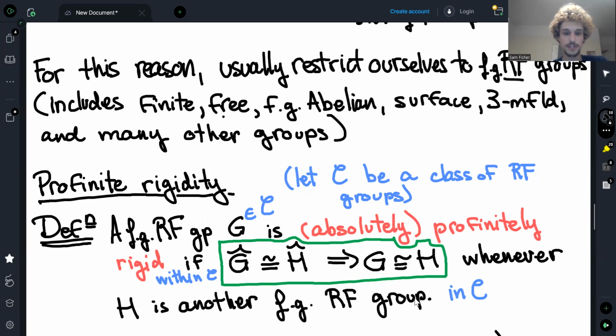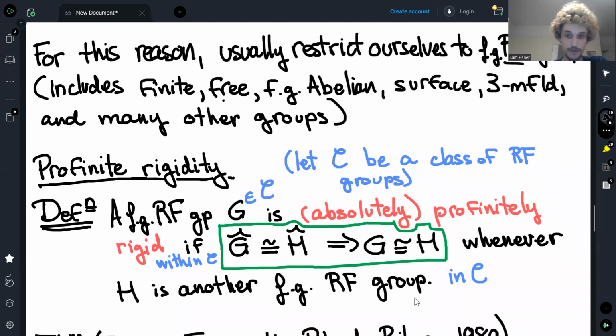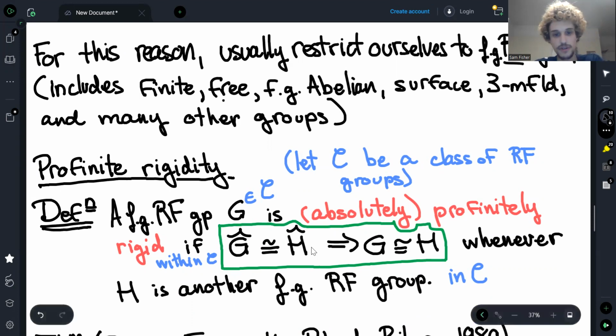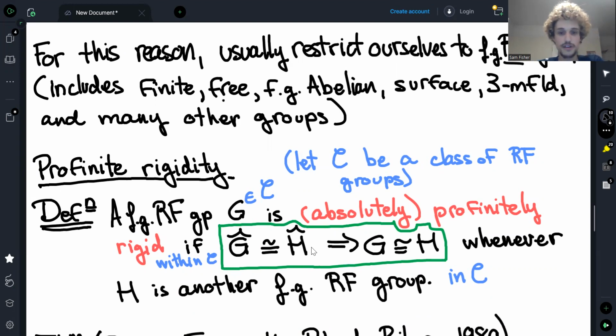if G hat, the profinite completion, is isomorphic to H hat, where H is some other group. I'm going to say what it is in a sec. And here, this is really isomorphic as topological groups. So there's a group isomorphism that's also a homeomorphism. Okay, so whenever the profinite completions are isomorphic, that should imply that the group G was isomorphic to the group H. And here you put again this restriction that H is another finitely generated residually finite group. So the point is that you're never profinitely isomorphic to G unless you were G to start with. So you don't get some different group who has the same profinite completion as G, but is not isomorphic to G.